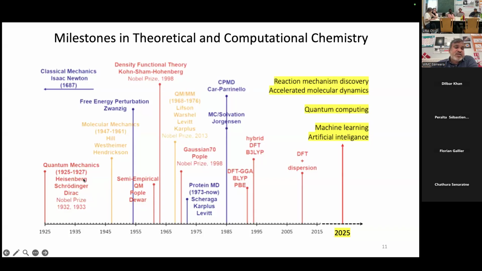In 1925, some ideas came from Schrödinger and Dirac. They initiated quantum mechanics, and they won the Nobel Prize after a couple of years.